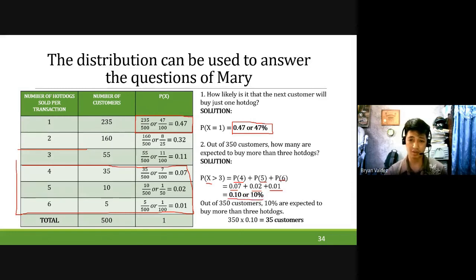Now, since Mary wants to know out of 350 customers, ilan yung bibili ng more than 3 hot dogs, we need to get the 10% of 350. So, expected ni Mary na sa 350 customers, merong 35 customers na bibili ng more than 3 hot dogs.